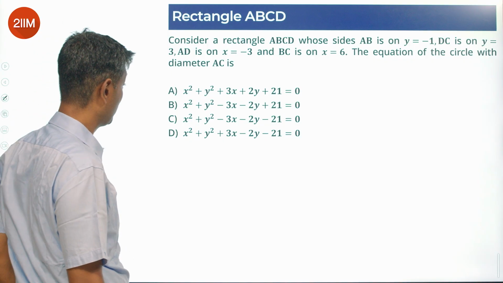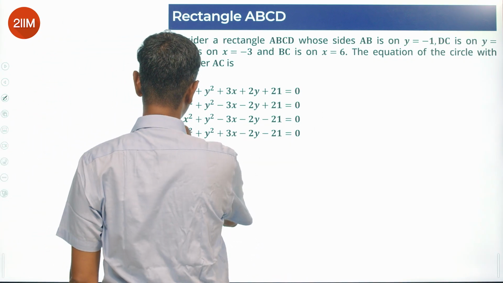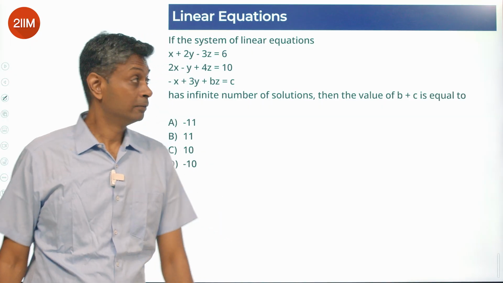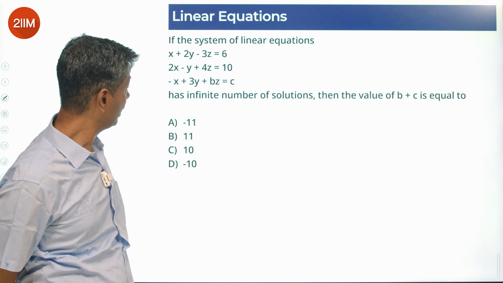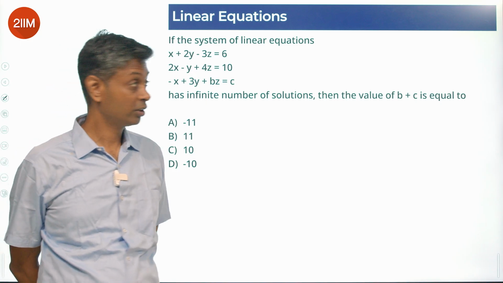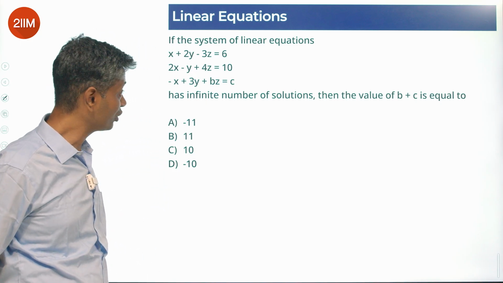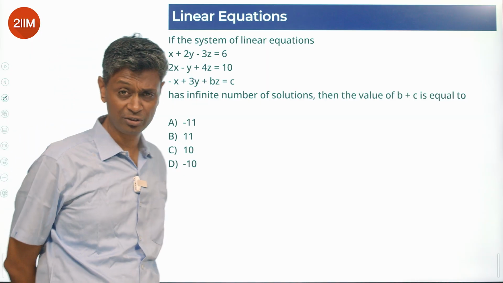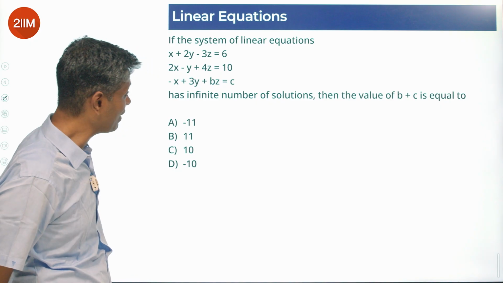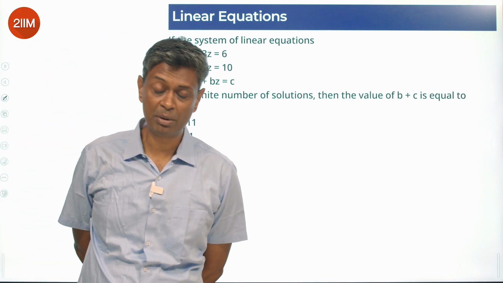Minus 3x minus 20y minus 3x minus 2y minus 21. Lovely. It's a system of linear equations: x plus 2y minus 3z equal to 6, 2x minus y plus 4z equal to 10, and minus x plus 3y plus bz is equal to c. It has an infinite number of solutions, and the value of b plus c is equal to 5.